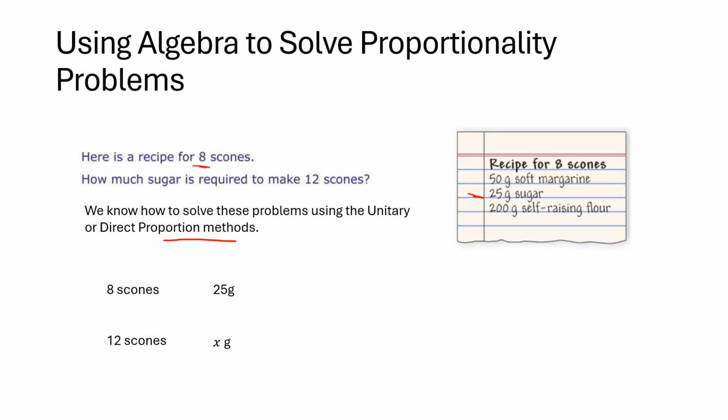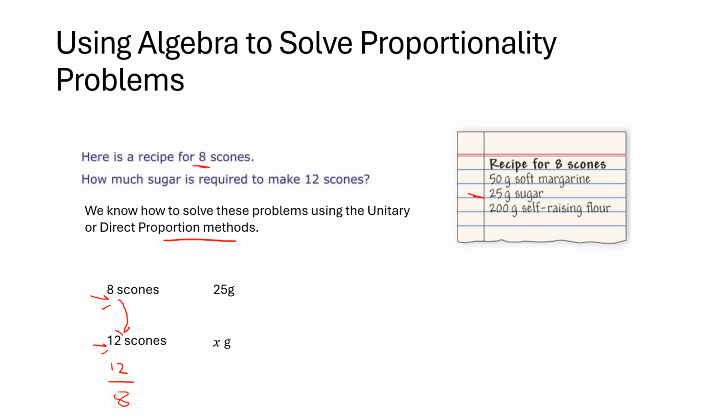Now, we know that these two pairs of quantities are proportional to one another. So 8 scones goes to 12 scones. We need to work out what we need to multiply 8 by to get 12. We know that we need to multiply by a number which is bigger than 1 because 12 is bigger than 8. So we can work it out: 12 divided by 8. 12 is where we end up, and 8 is where we started.